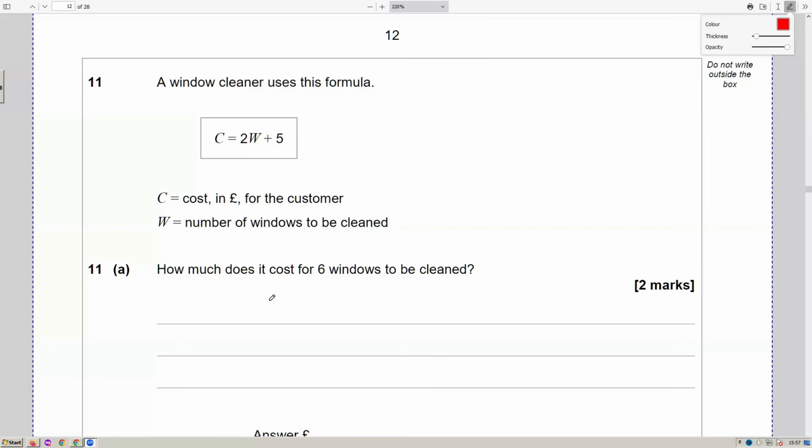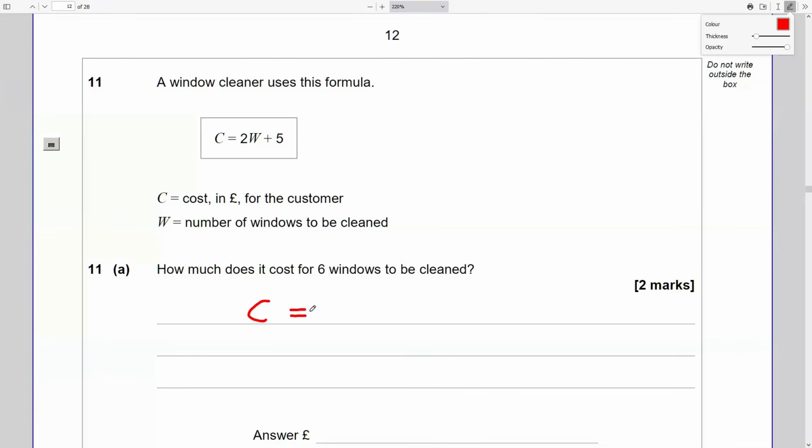So we put it into the formula. C equals 2 times 6 plus the 5. It's 2 marks. So we can go 2 6s are 12 plus the 5 is 17. Put that in there.